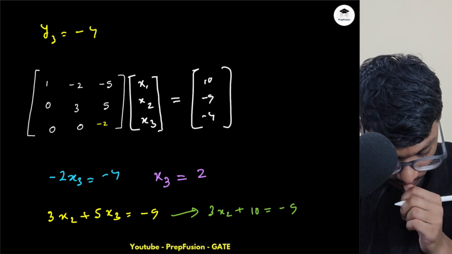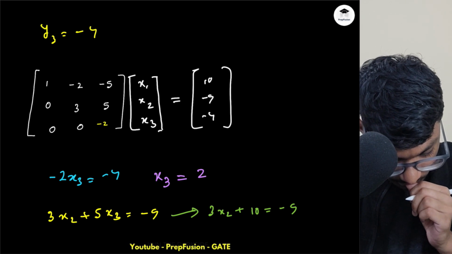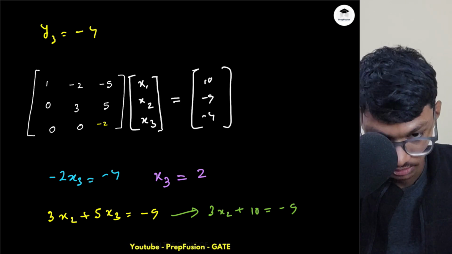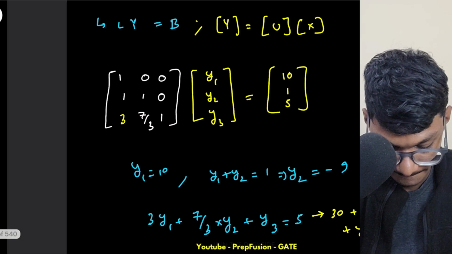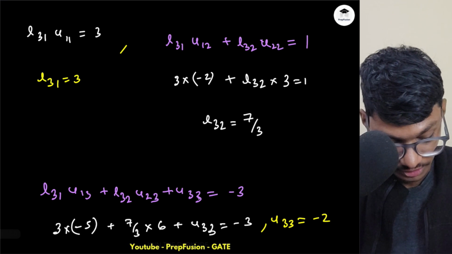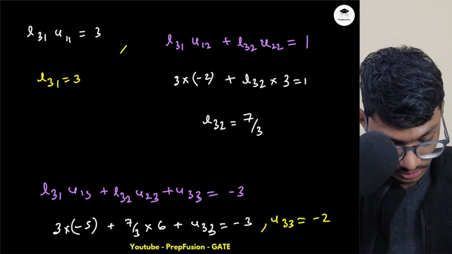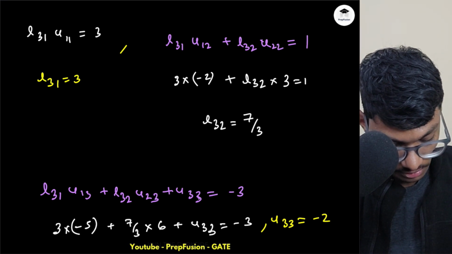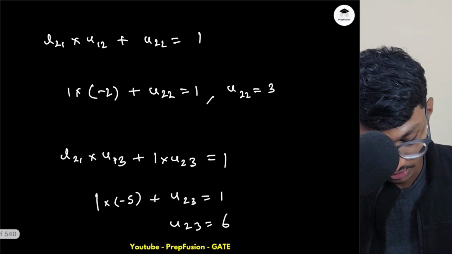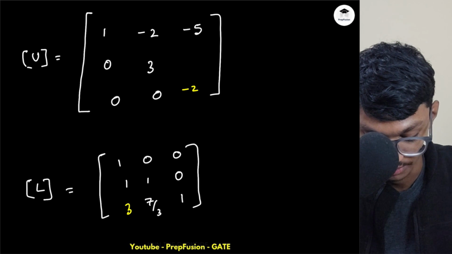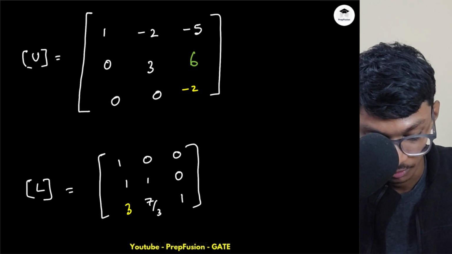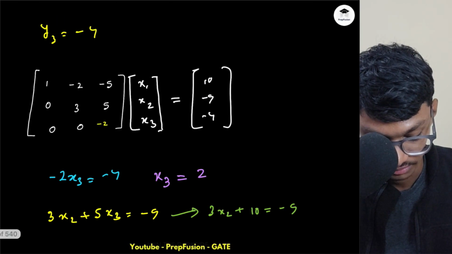I'm making a mistake over here. I'm just checking. Just hold on a second. Okay, sorry. I just made a mistake. I changed this to 6, but I forgot to change this to 6. So that is what basically happens over here. So just be careful about this LU decomposition. You might make a mistake. So just be careful about this.